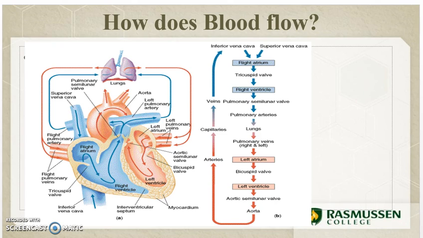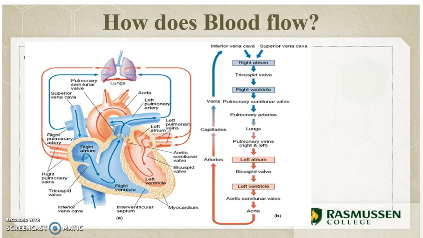So now that we know what's all included in the cardiovascular system, we need to discuss how blood flows from the heart. So first and foremost, blood from the body enters the right side of the heart through 2 large veins, either the superior vena cava or the inferior vena cava. Blood from the superior vena cava comes from the head and upper chest area, whereas blood from the inferior vena cava comes from below the heart.